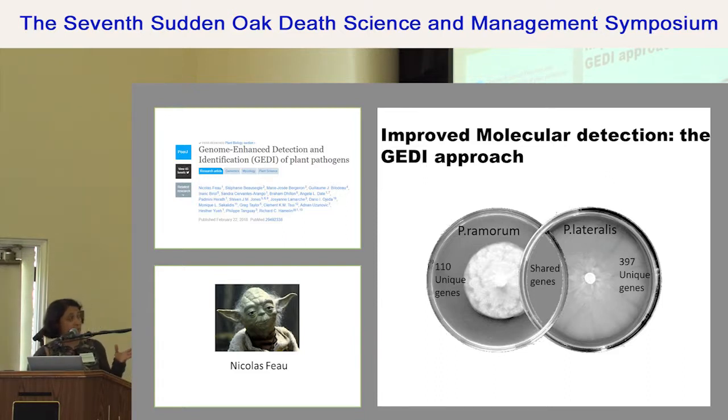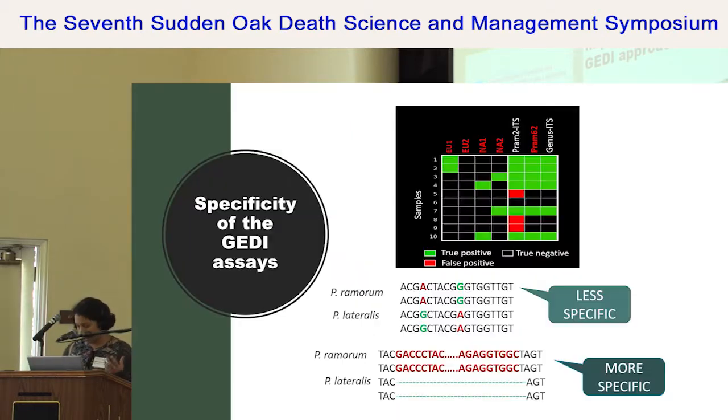So basically, this pipeline consists of 3 modules, and in the first module, genomes of the target organisms and closely related ones are aligned together, and then we cluster the homologous proteins so that we can identify those which are unique and those which are shared. And once we have these unique genes, now we can develop some very specific detection assays.